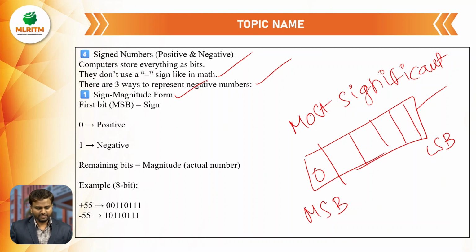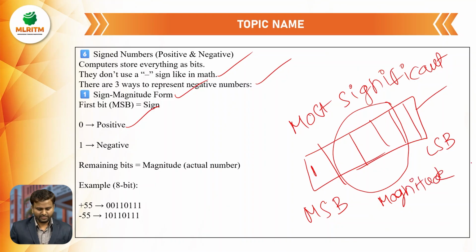Here the most significant bit is the sign. 0 means it is a positive number, and 1 means it is a negative number. The remaining bits are called the magnitude. In an 8-bit register, the remaining bits are called the magnitude.